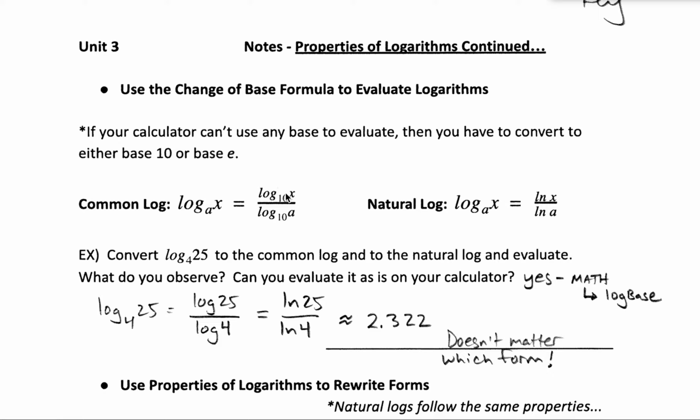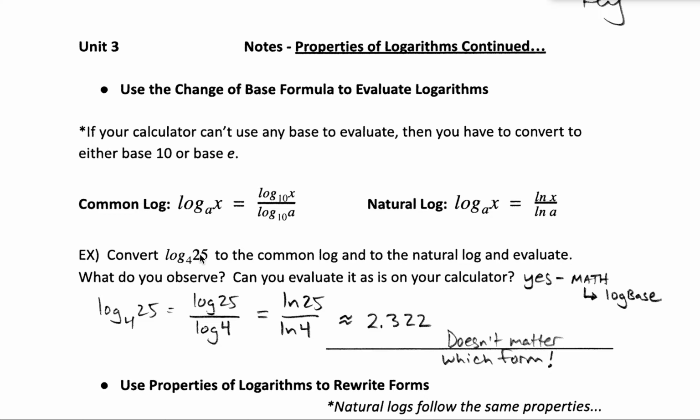There are some calculators that can't evaluate logs of any base. There are other calculators that can. It just depends on your calculator type. However, most calculators have a log button and a natural log button, or LN. So if you don't have a calculator that can evaluate this as is, then you have to use this change of base formula. Essentially we're going to either convert this to a quotient using the common log, or we can do the exact same thing but use a natural log instead.